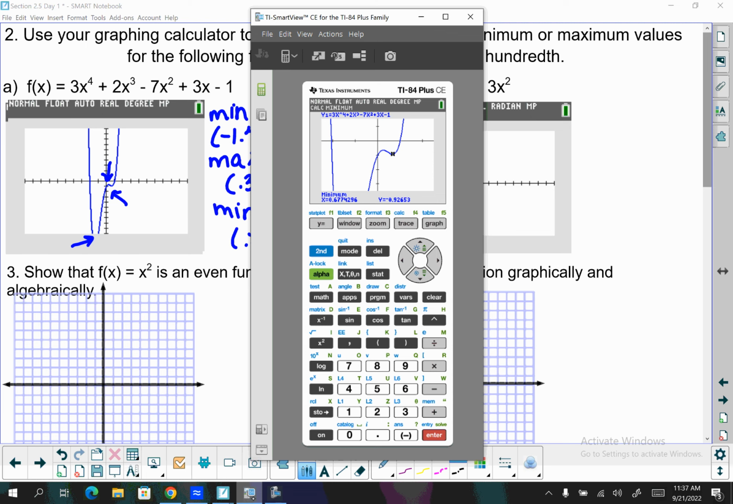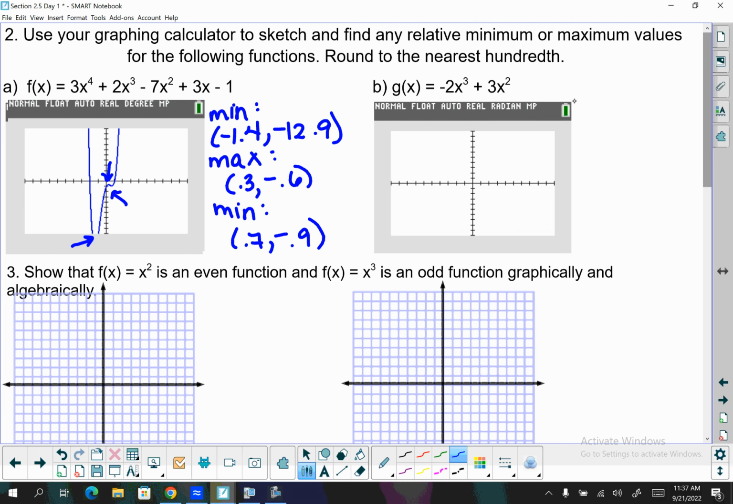Okay, we're not going to go through the whole next problem, but I do want to tell you this. If the calculator says minimum, and then it gives you this, let me just make up some numbers here.